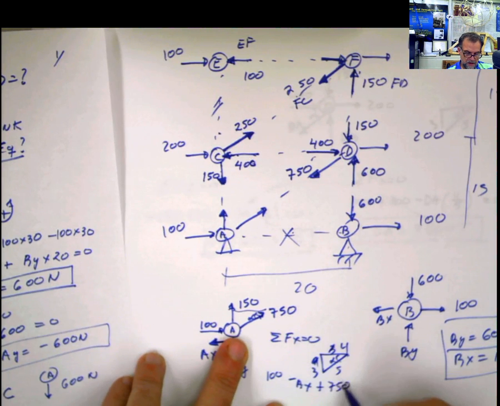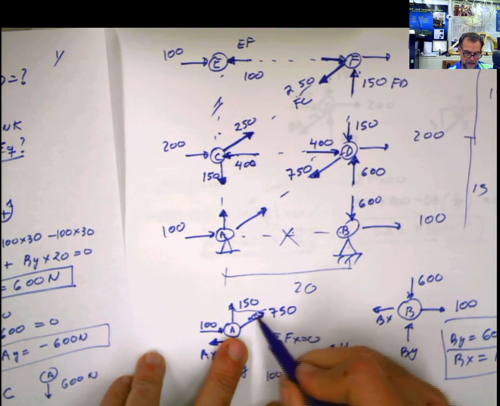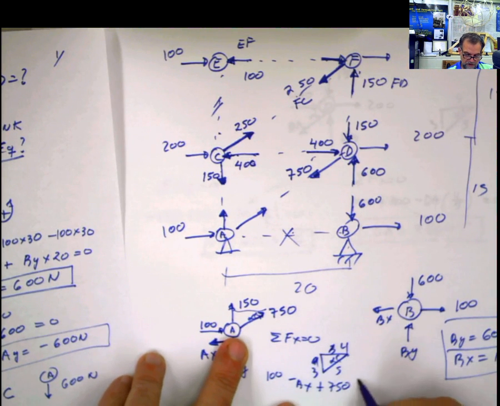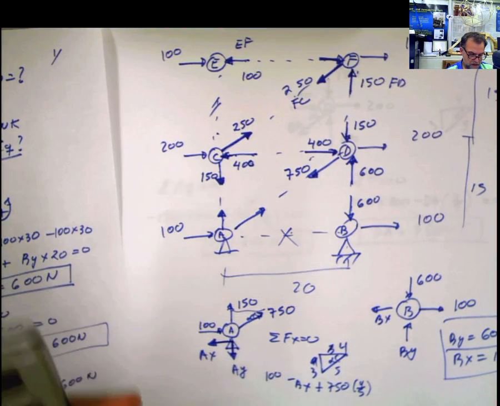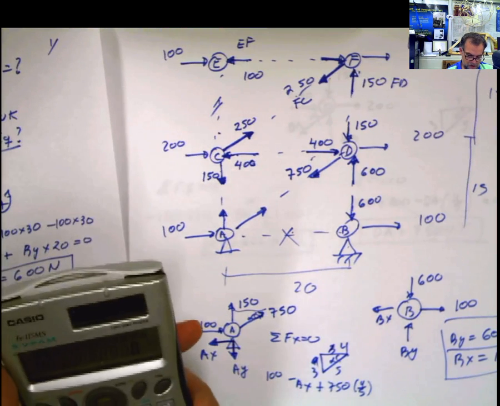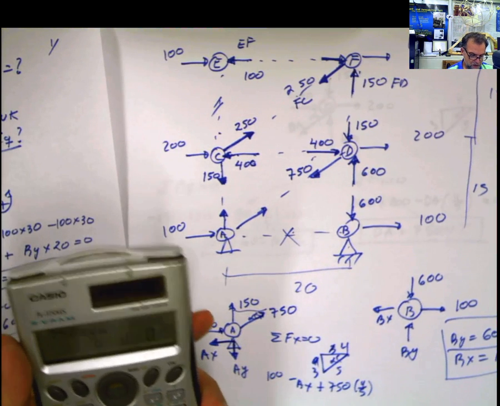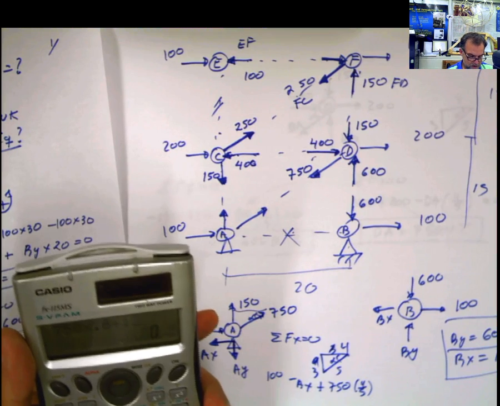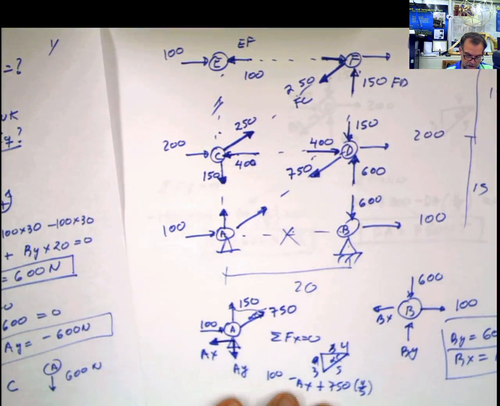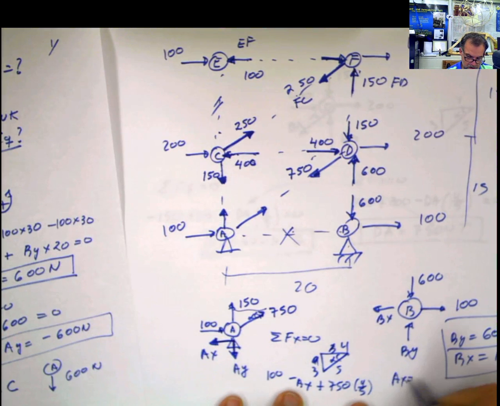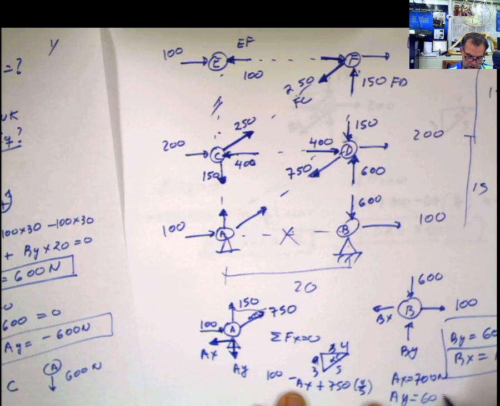750, and this 750 should be multiplied by cosine alpha, or multiplied by 4/5, which is AX is going to be equal to 750 times 0.8 plus 100, 700. AX equals 700 Newton. And if you do summation of forces in Y, you're going to get that By, I'm sorry, AY is going to be equal to 600 Newton.